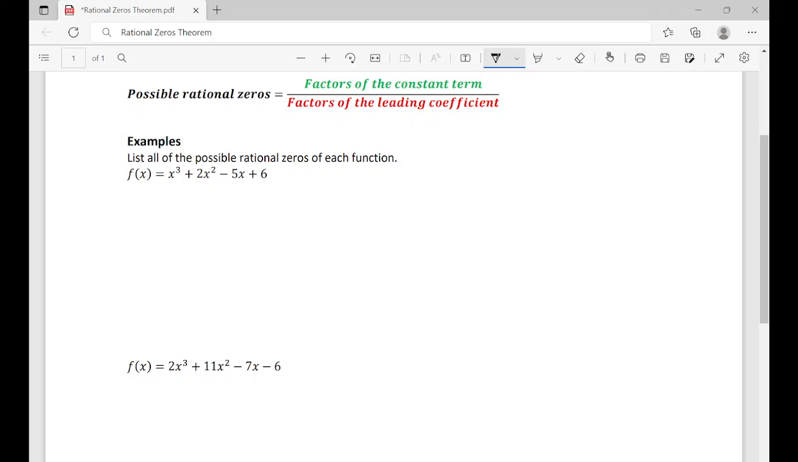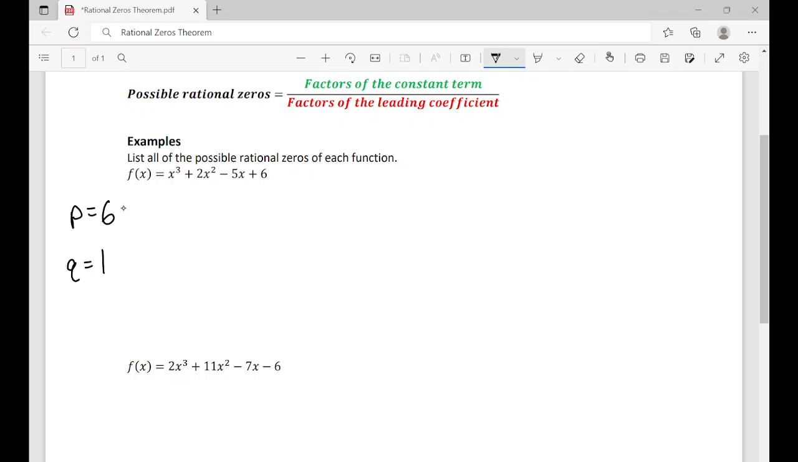So let's go with the first one. f of x equals x cubed plus 2x squared minus 5x plus 6. And we're going to list all the possible rational zeros. So first off, let's just find out what p and q are. p is 6, and q is 1.